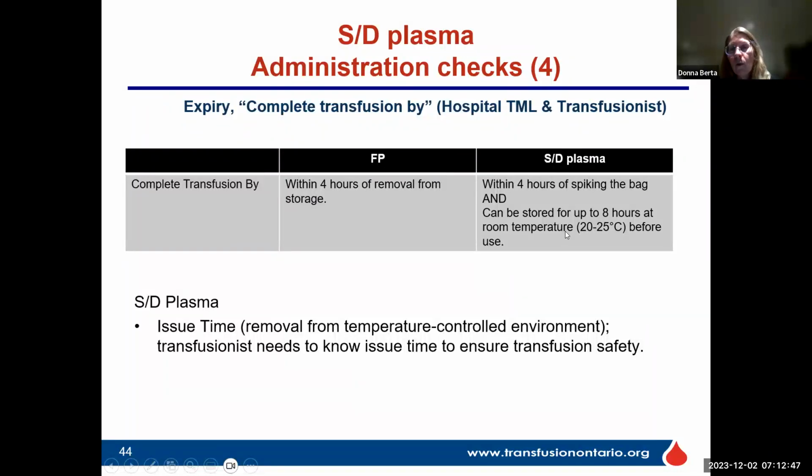SD plasma also has additional information that it can be stored for up to 8 hours at room temperature before it's used. So in my thinking, for ensuring transfusion safety, the transfusionist really needs to know the issue time, the time it was removed from the temperature-controlled environment, for both FP and SD plasma. So that's something that you would want to look at in your hospital in terms of what's on your labels and where you get your information. In this particular hospital, with the examples I've given you, their issue time is documented in their computer system. But you may want to look at what your hospital does. And please remember, this is an evolving process in terms of bringing in the SD plasma, so it might be something that's a work in progress.